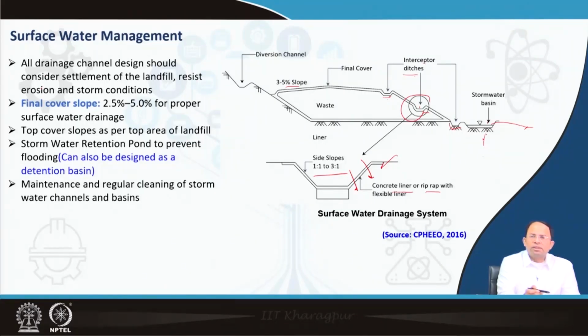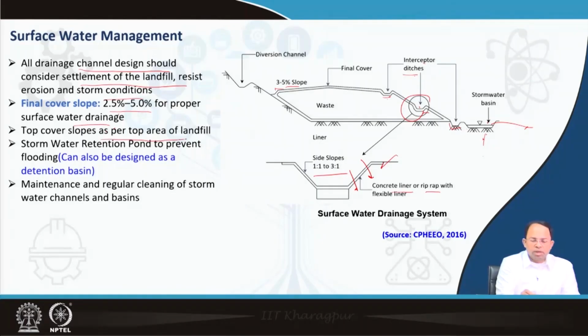So a few considerations. All drainage channel design should consider settlement of the landfill, and it should resist erosion and storm conditions, and should consider the storm conditions for this particular area. The final cover slope should be 2.5 to 5% for proper surface water drainage.